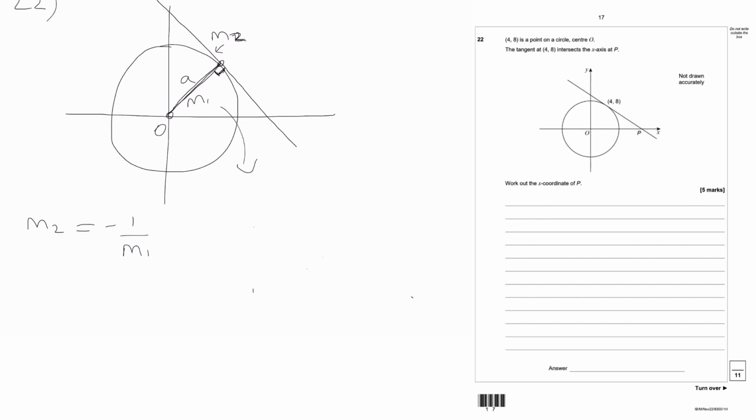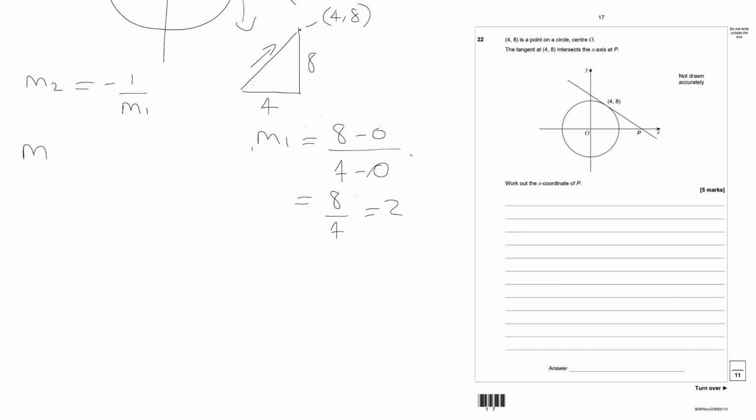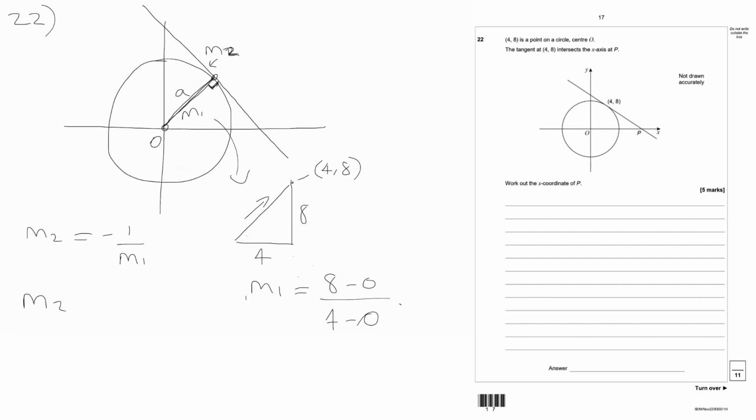The gradient of m1 is going to be the change in x, which is going from 0 to 4, so the change in x is 4, and the change in y is going from 0 to 8, so the change in y is 8. The gradient of a line is given by the change in y over the change in x. So it's 8 over 4, which equals 2. Given that we've worked out m1, m2 is going to be minus 1 over 2, which is minus a half.